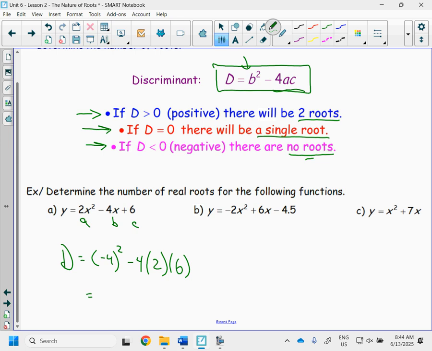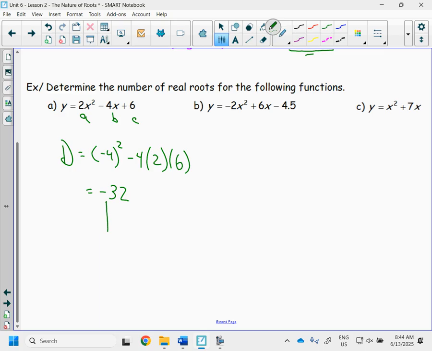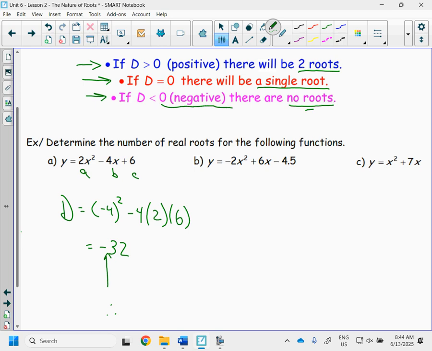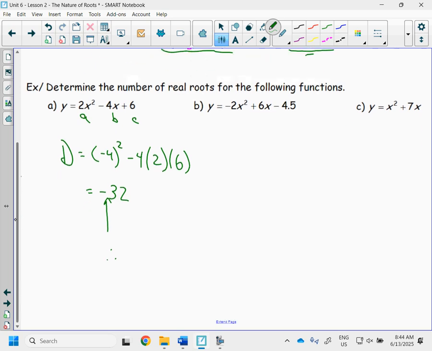Okay, get out your handy dandy calculator, type it all in. We end up with negative 32. The part that's important is the negative sign. Yeah, I want you to have the right number, but the negative sign is the important part. If it's negative, what do we say up here? There will be no roots, no solutions.